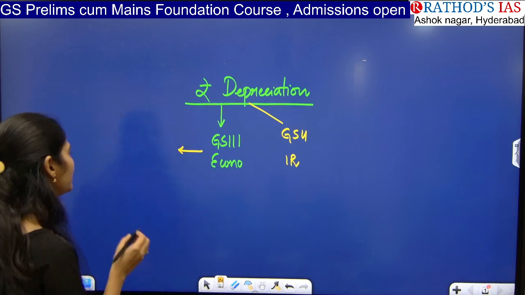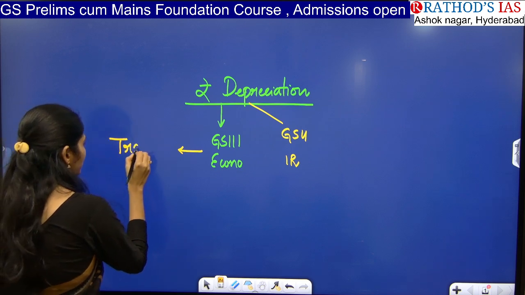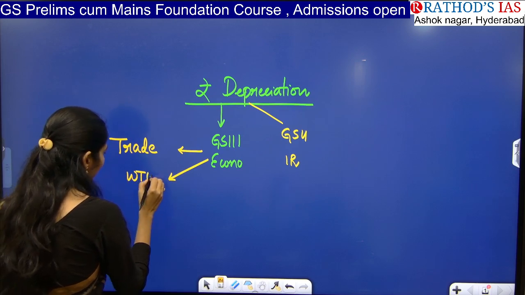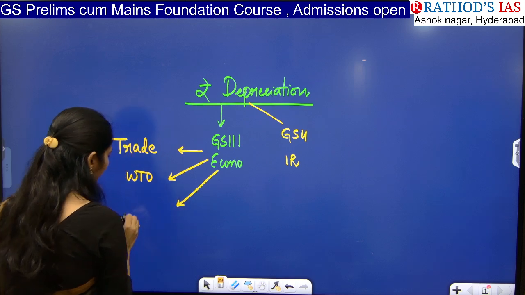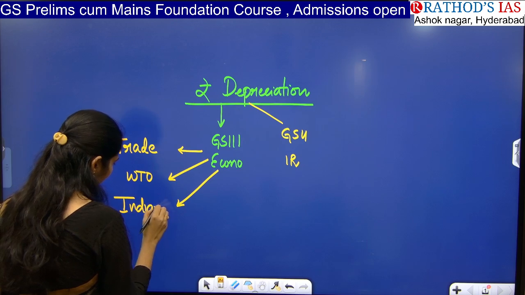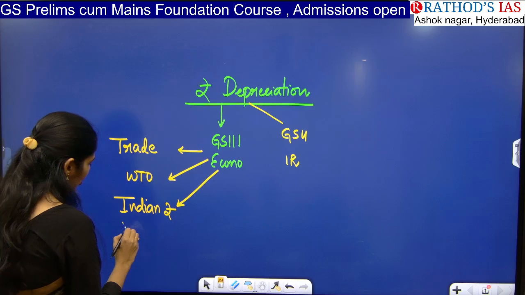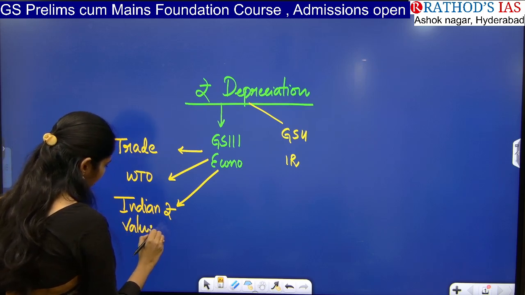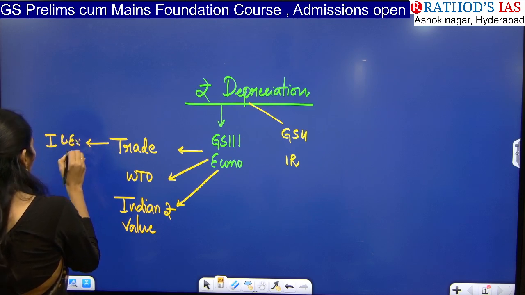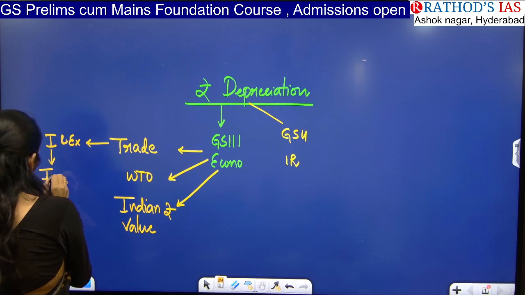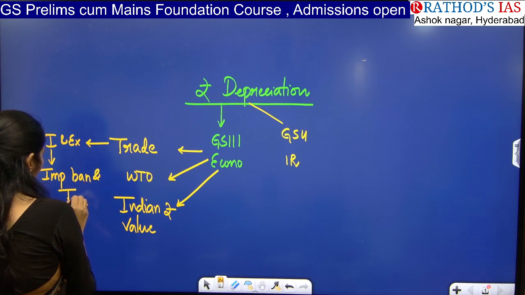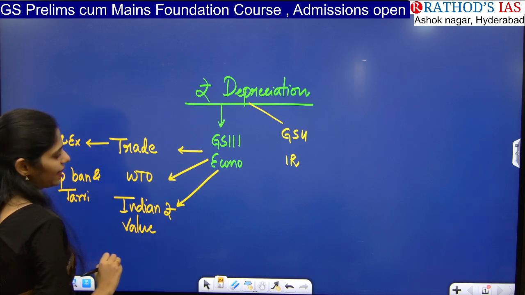In economy, you will be studying this topic called trade. And you will be studying this chapter called WTO. And even you will be studying about Indian currency, that is nothing but the Indian rupee or value of the rupee. So in trade, you have to see about imports and exports. And you have to see especially about import ban as well as import tariff or import tax.